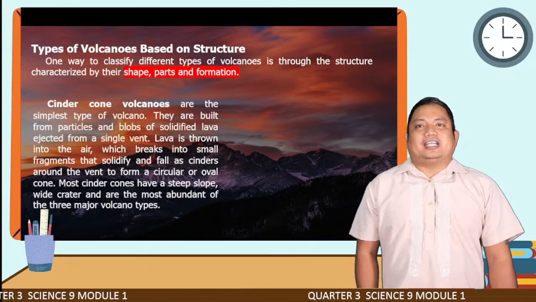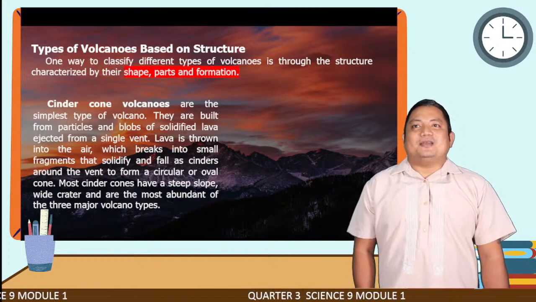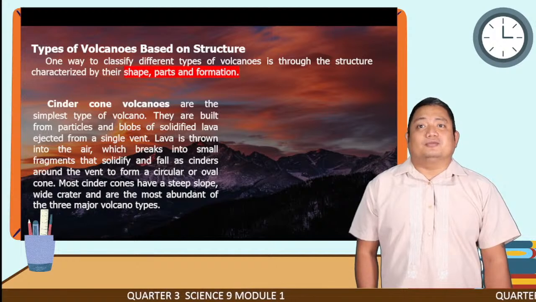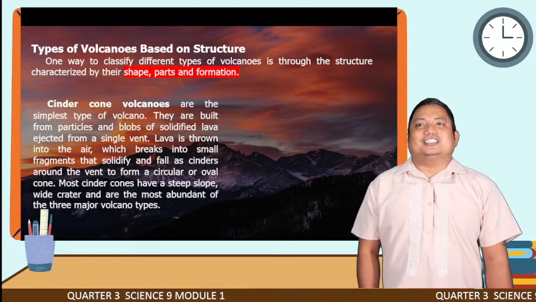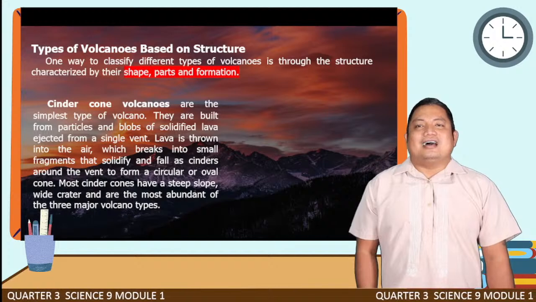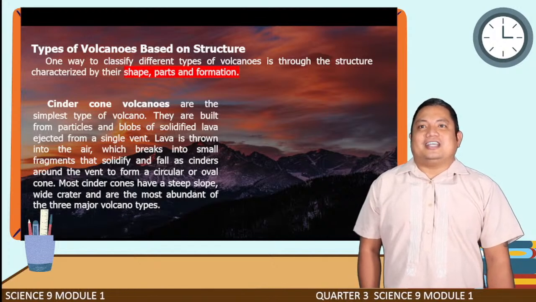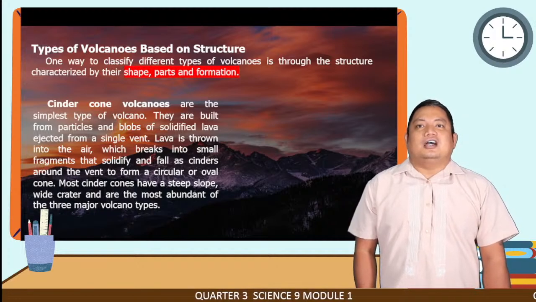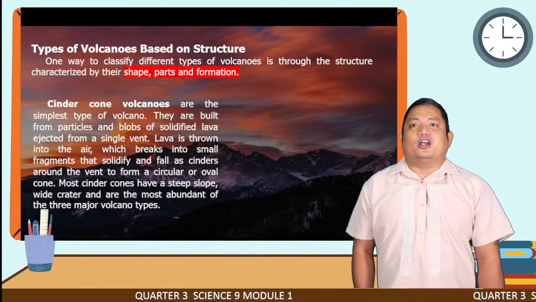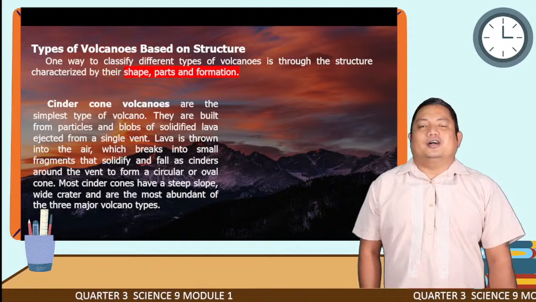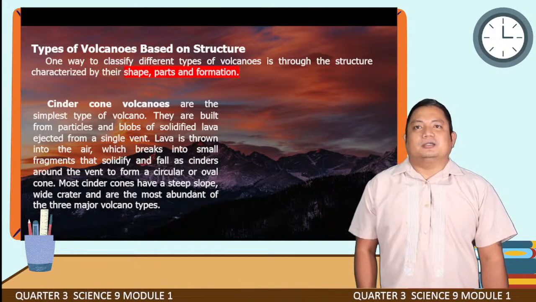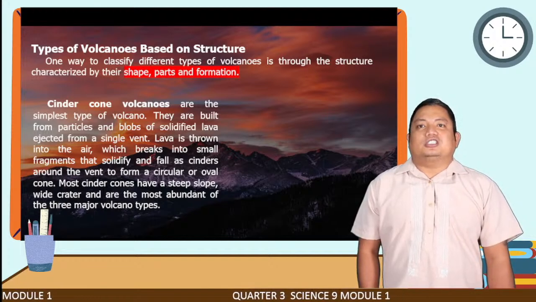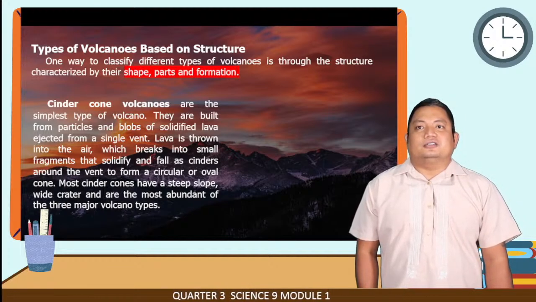Cinder cone volcanoes are the simplest type of volcano. They are built from particles and blobs of solidified lava ejected from a single vent. Lava is thrown into the air, which breaks into small fragments that solidify and fall as cinder around the vent to form a circular or oval cone. Most cinder cones have a steep slope, wide crater, and are the most abundant of the three major volcano types.